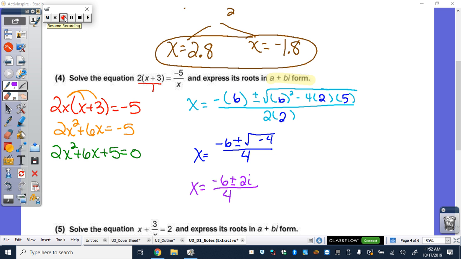All right, so when we plug in, under that radical, it ends up being a negative 4. So that's where our i comes from. Square root of a negative brings you your i. So the square root of negative 4 is 2i. Can I reduce these? Yes, because remember, i is imaginary. It's not a real number. So each of these can be divided by 2. So that gives us negative 3 plus or minus 1i all over 2.